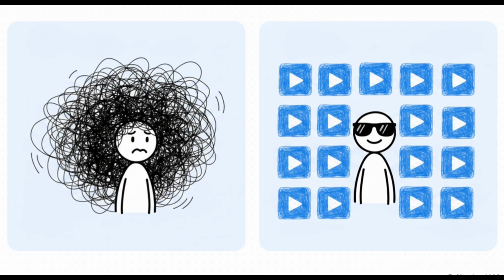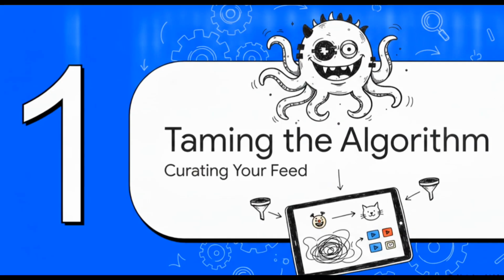Now contrast that with the power user. A power user gets highly curated recommendations, they navigate these long, complex videos with surgical precision, and they actually use interactive tools to engage with what they're watching. So, we're gonna bridge that gap today, give you back your time, and seriously upgrade your viewing experience. Let's dive in. All right, section 1, taming the YouTube algorithm.